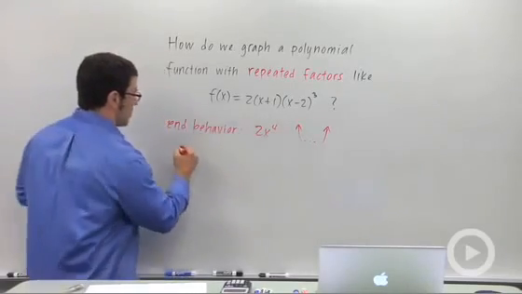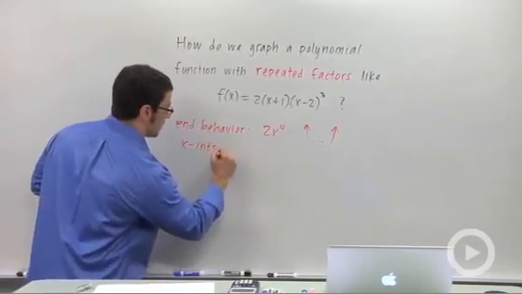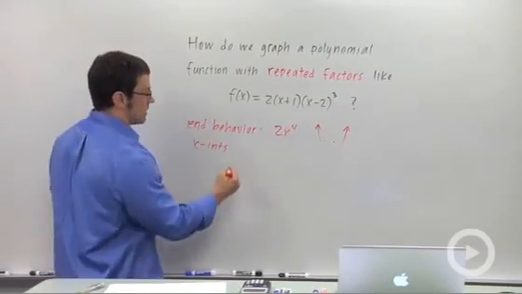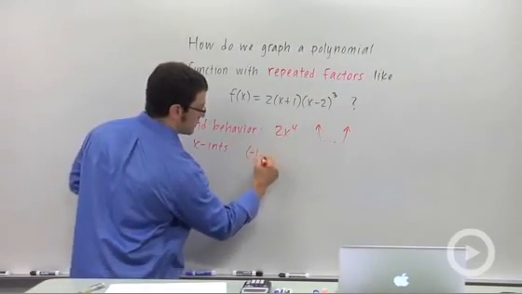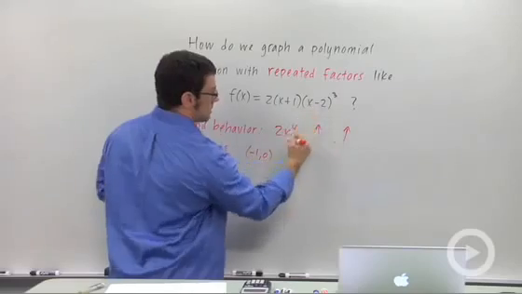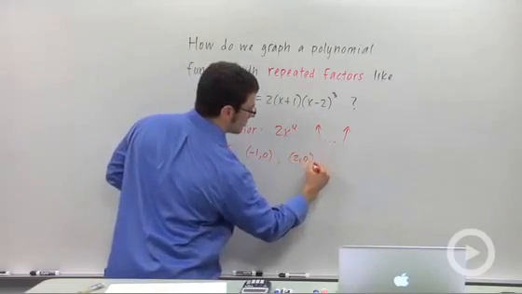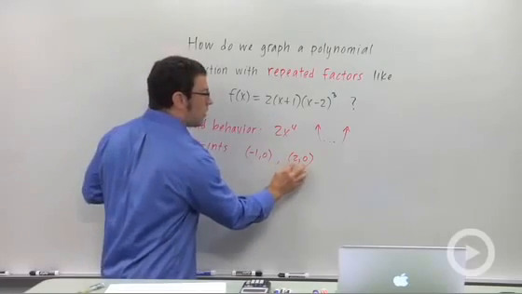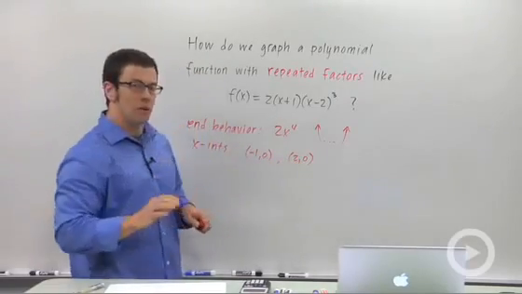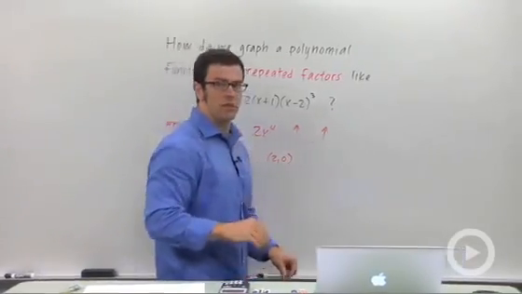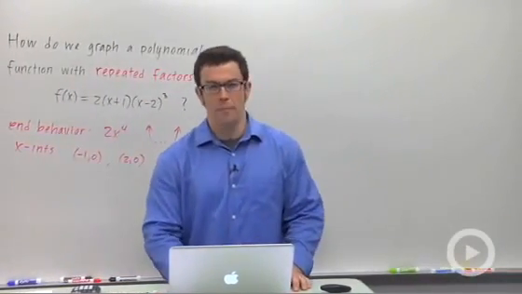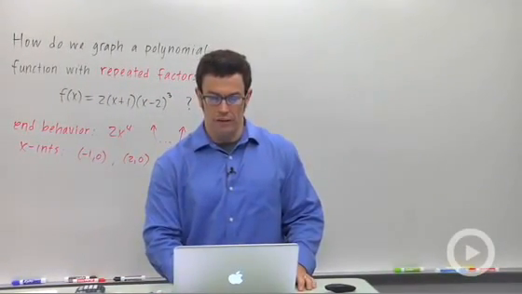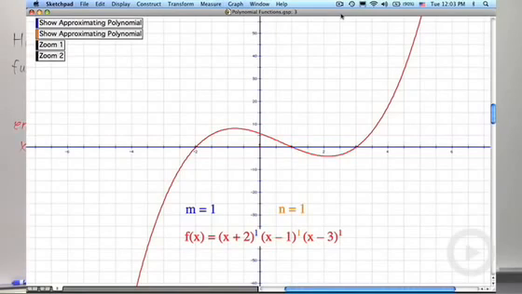And you also know what the x-intercepts are going to be. I'll abbreviate x-intercepts. The x-intercepts are going to be (-1, 0) and (2, 0). The only thing we don't really know is how the graph behaves near (2, 0). So I want to show you a little demonstration that will give you some intuition about what happens when we've got repeated factors. Okay, here we are within Geometry Sketchpad.